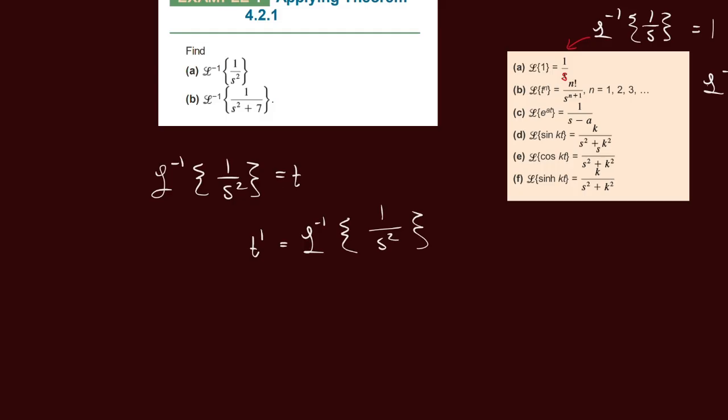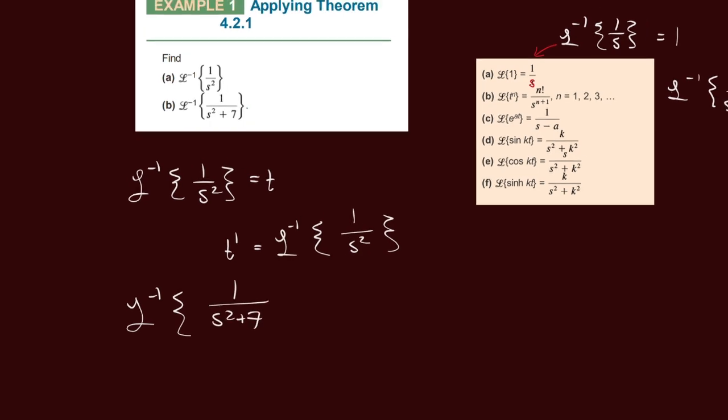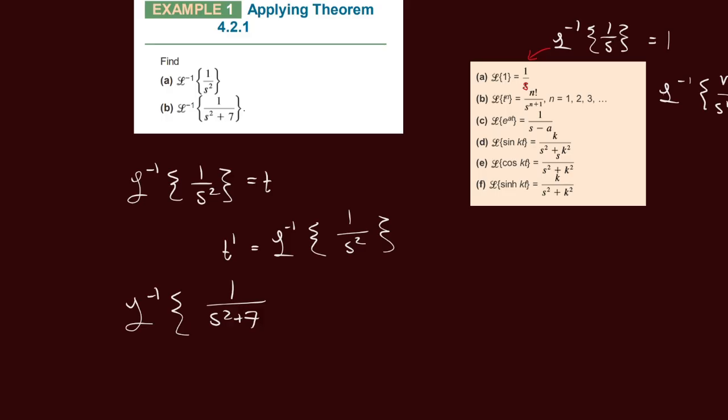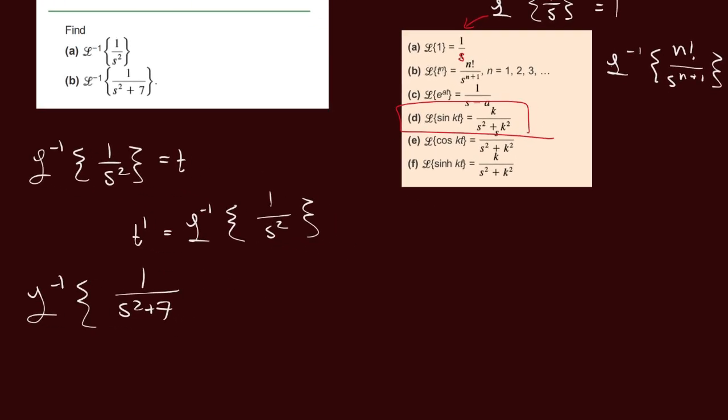Okay, so for b, it's find the inverse of 1 over s squared plus 7. And what do we see here? We see that we can probably use D. Okay, and let me show you how. They both have an s squared, so that's nice.